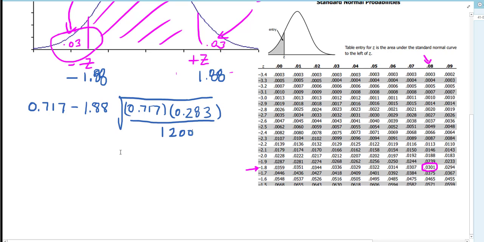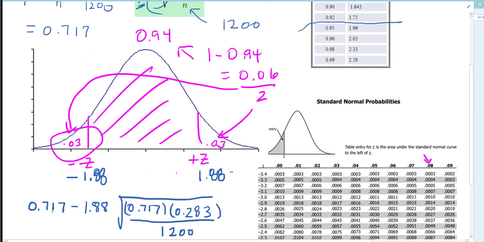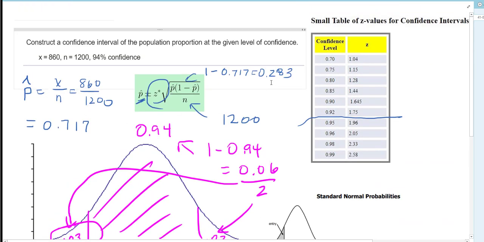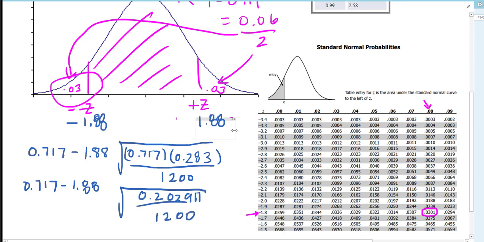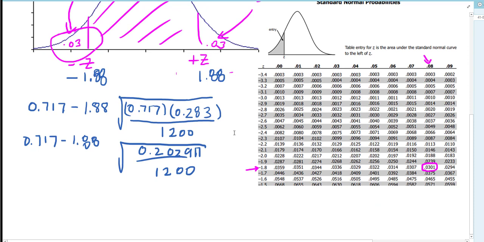Okay, so that's it. We're just going to use the calculator now, but convince yourself where all these numbers came from. The 0.717 was the x over n. Then I did the 1 minus that value, and my n was the 1200. My critical value for z was the 1.88. Now, what's good practice, and sometimes students have issues plugging this into their calculator: if you don't have one of those fancy calculators, I would suggest doing this in steps. I'm going to multiply the top first, and I get 0.202911 over 1200. Now I can take that number and divide by 1200, and then square root that value.